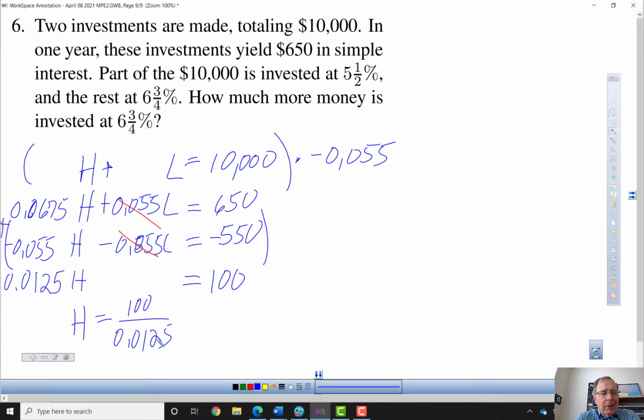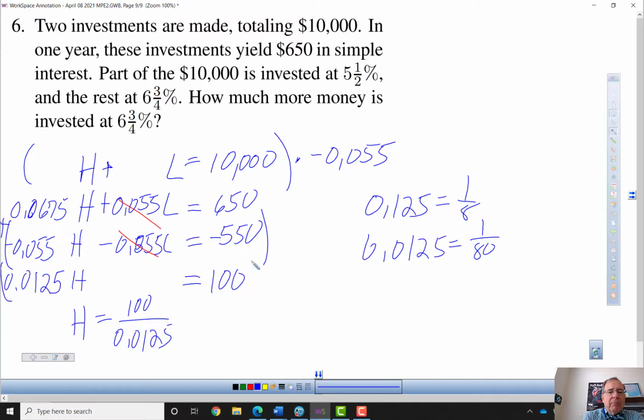0.0125. Well, that sounds like a hard long division problem to do, but there's a trick. 0.125 is the fraction 1/8. So 0.0125 must be a tenth of that, so that's 1/80. So if I multiply both sides of this by 80, I get H equals 8,000.